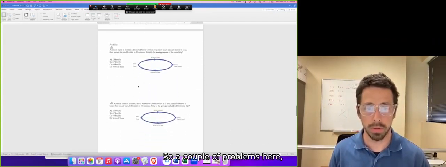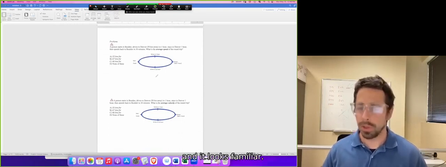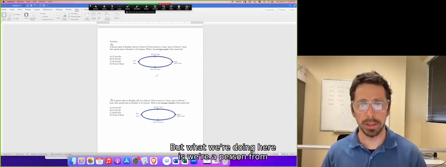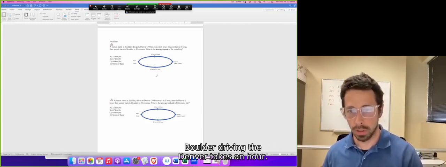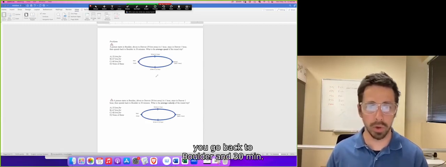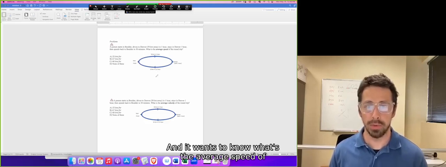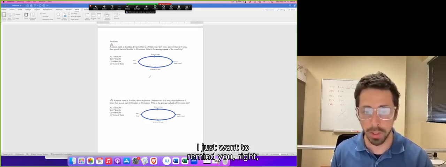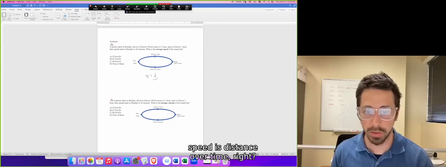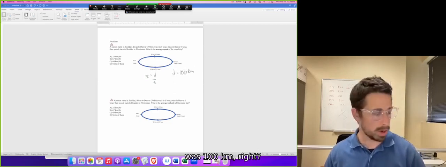So a couple of problems here, and boy, it looks familiar, but what we're doing here is we have a person from Boulder driving to Denver. Takes an hour. You stay in Denver an hour. You go back to Boulder in 30 minutes. And it wants to know what's the average speed of the round trip. Now, before you give this a try, I just want to remind you, speed is distance over time, right? And the distance that we had from up above was 100 kilometers. All right, so we'll give it a try.